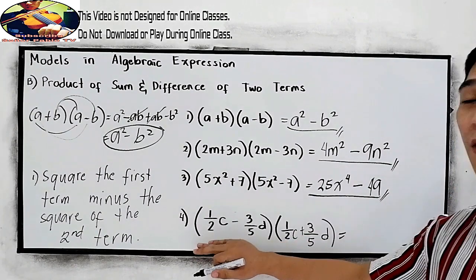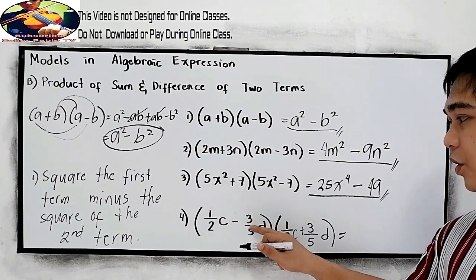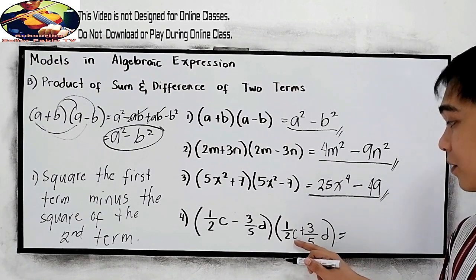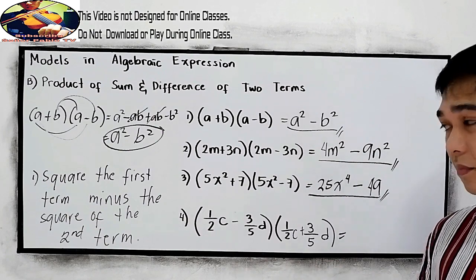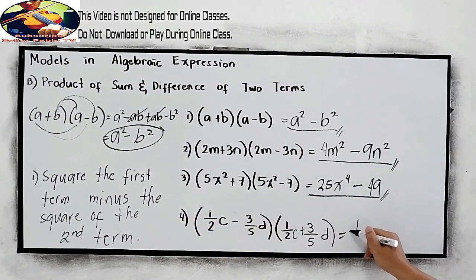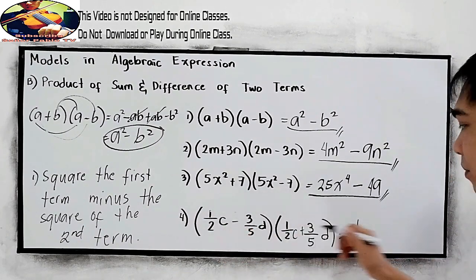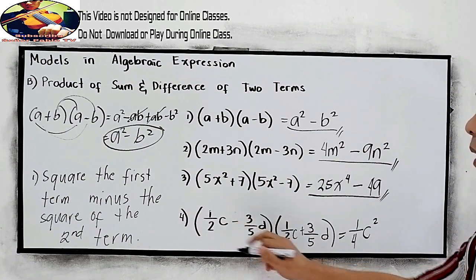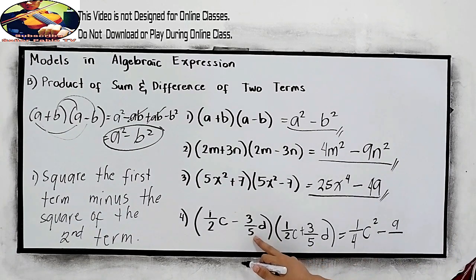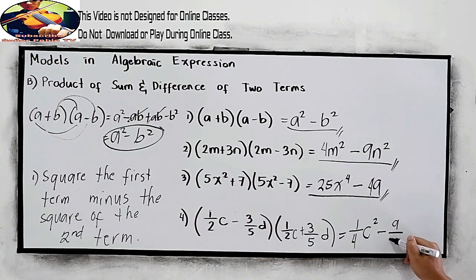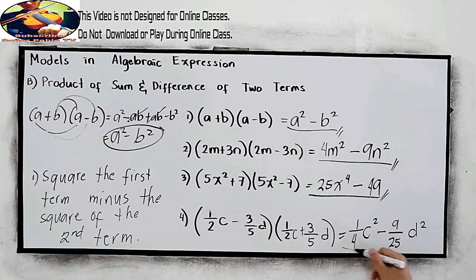And for number 4, quantity 1/2 c plus 3 over 5d times quantity 1/2 c minus 3 over 5d. Shortcut, square the first term. So 1 squared is 1 over 2 squared, which is 4. Then we have variable c squared, minus 3 squared, that is 9, over 5 squared, which is 5 times 5, 25. Then we have d squared. This will be the product.